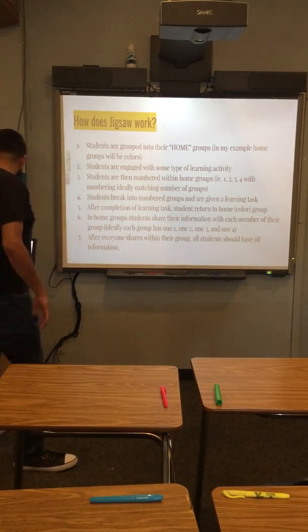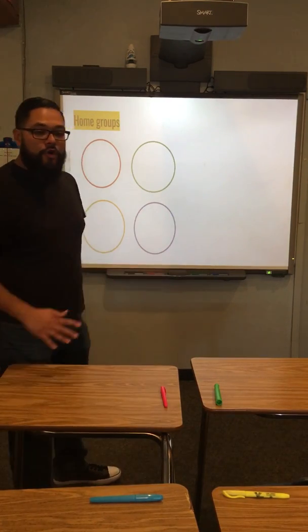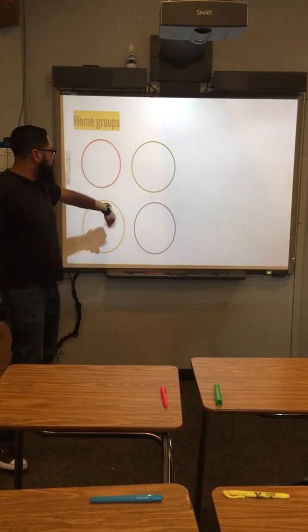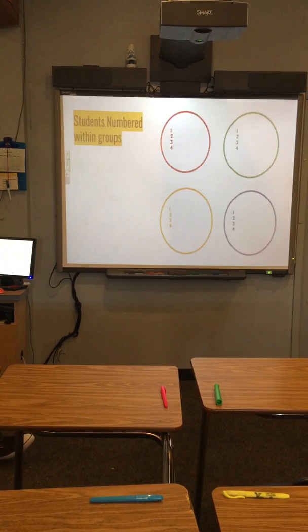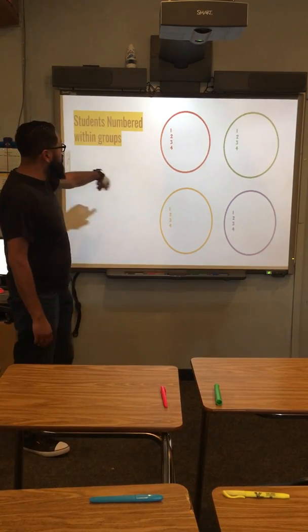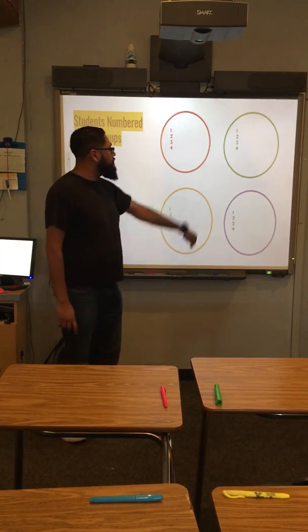Next, I'm going to show a few visual representations of how the grouping works in the flow of the strategy. So home groups would look like this: red, green, yellow, blue, and ideally there would be 4 students in each group. Here's how I would number off the students in their numbered groups. So in red, 1, 2, 3, 4, green, yellow, blue.